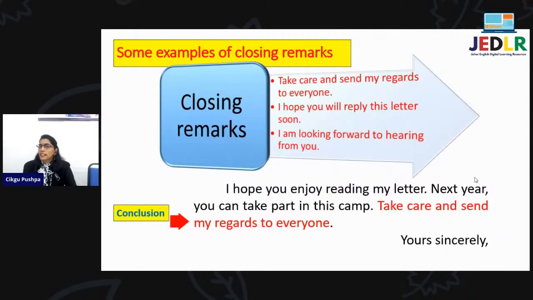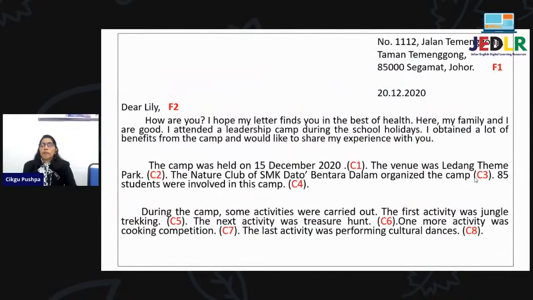Okay, remember that is not all. Finally, you have to write yours sincerely. Remember your F3, closure. You should write yours sincerely. You're safe because yours sincerely can be used in any informal letters. And you are going to get F3. Okay, you are done. Now, let's look at the part of the essay that we have discussed just now. This is the first part. Screenshot, please.